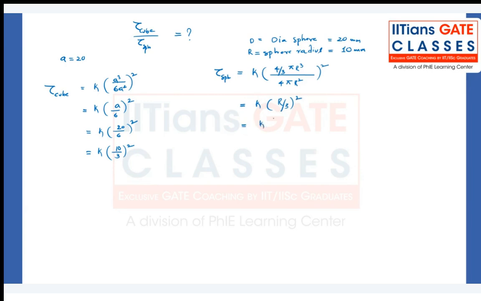From here, K into, it is r is 10 by 3 to the square. All right, guys. Now, what we need to find? T cube by T square. Now, T cube is divided by T square. From here, I'm going to write it as T cube, so K into 10 by 3 to the square, divided by T square, K into 10 by 3 to the square. Now here if I write this, K gets cancelled.